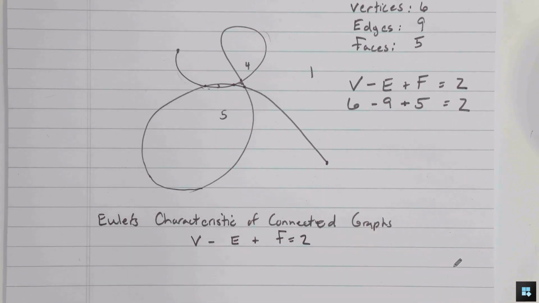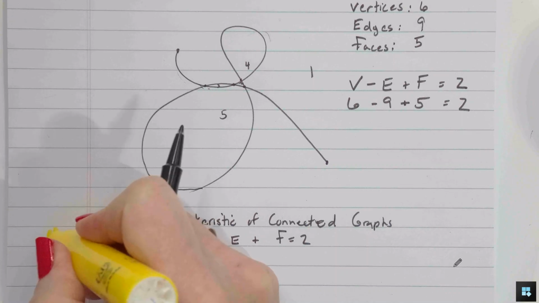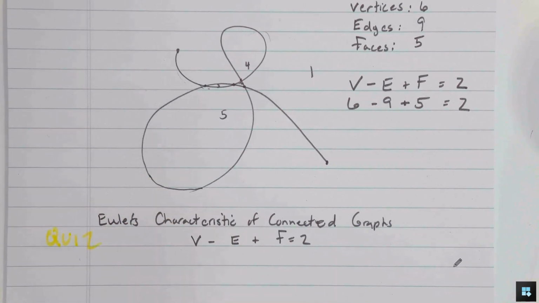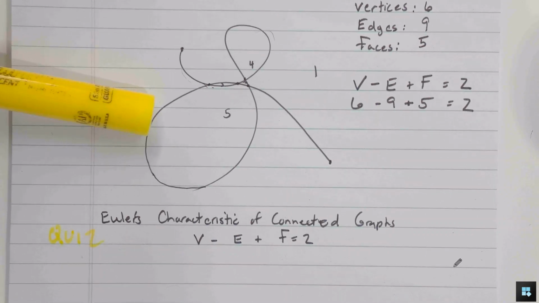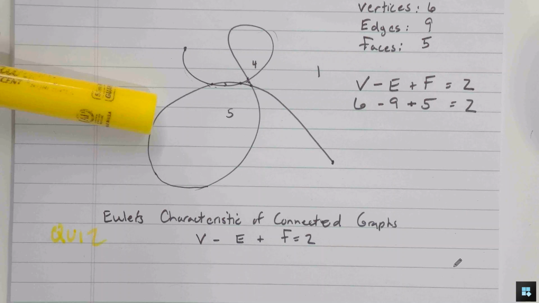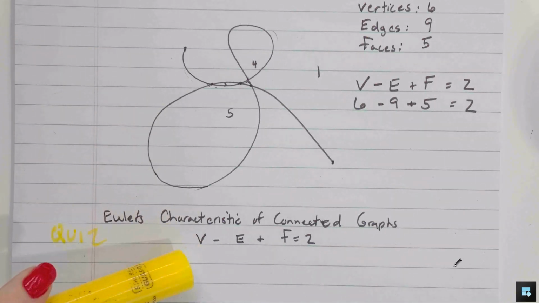So that would be something that you'd want to write on your quiz card, on your 3x5 card, because you'll use it for a question like this one. I'll give you a squiggly drawing to work on, and I'll also give you 2 of these quantities and ask you to find the third. If you don't have Euler's characteristic of connected graphs written down, then you're going to have a hard time with that.